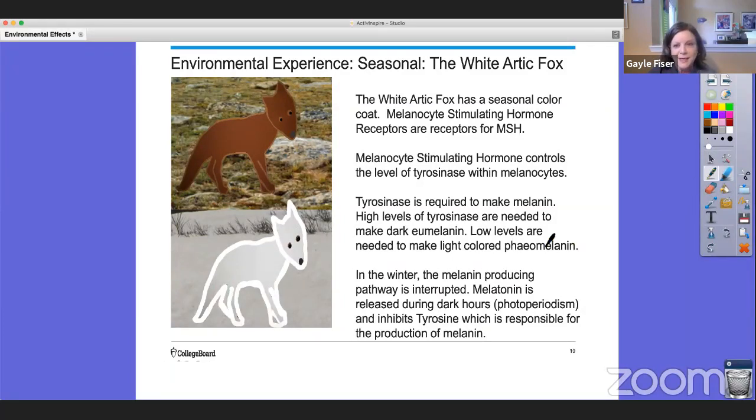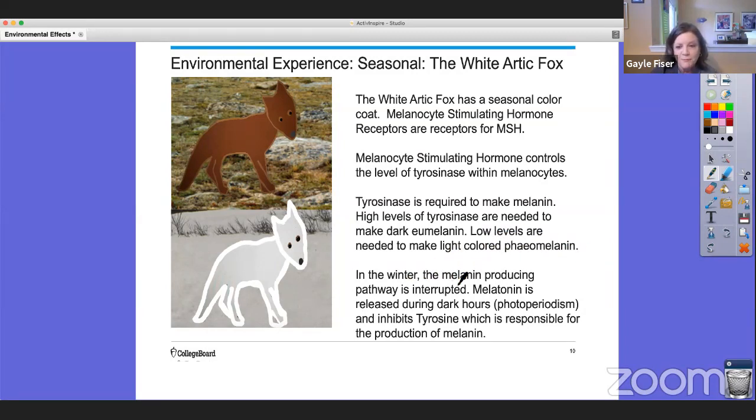This first one is a seasonal one, and it's the white Arctic fox. The white Arctic fox has a seasonal color coat. Melanocyte stimulating hormone receptors are receptors for melanocyte stimulating hormone, and melanocyte stimulating hormone controls the level of tyrosinase within melanocytes. Tyrosinase is required to make melanin. So high levels of tyrosinase are needed to make eumelanin, and low levels are needed to make light-colored pheomelanin.